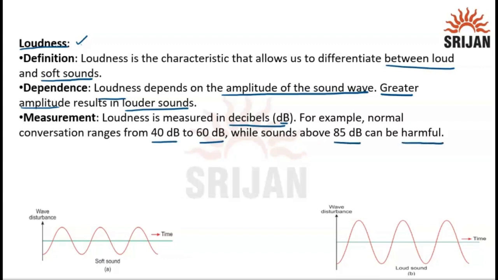Now these are the two graphs which depict the loudness. This is a soft sound because its displacement, the amplitude, the peak value is less. And this is a loud sound because the amplitude, the peak value, the maximum displacement here is more. That's why it is louder, because it can travel a larger distance as compared to this.